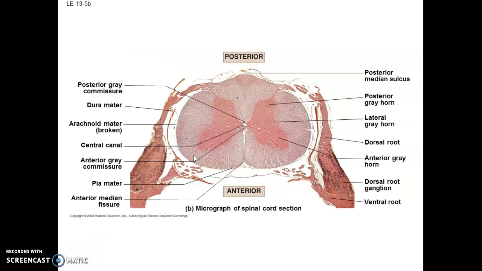This is a cross-section micrograph of a spinal cord section. And you can see here the gray horns look like an upside down butterfly. Look at that. Upside down butterfly. This would be the white columns in through here. Dorsal root ganglion, anterior root as well.